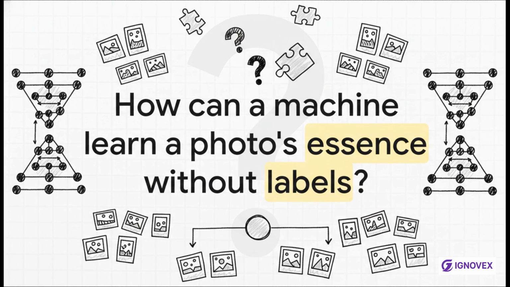So let me ask you this. Imagine you've got thousands, maybe millions of photos, but with zero tags, no descriptions, nothing. How in the world could you teach an AI to understand what's in them? I don't mean just to slap a label on them, but to really grasp their fundamental essence. Well, that's exactly the kind of puzzle that autoencoders were born to solve.